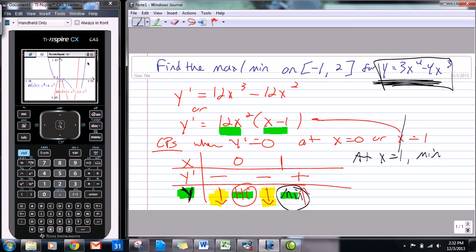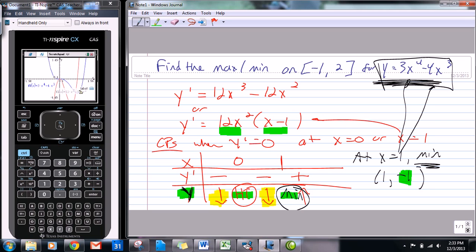So I plug that 1 back into the original function, and I get 3 times 1 to the 4th, which is 3, minus 4 times 1 cubed, which is 4. 3 minus 4 is negative 1. So here's the minimum value we're looking for, which corresponds to this point right here. This would be the point (1, -1), and that's the minimum value.